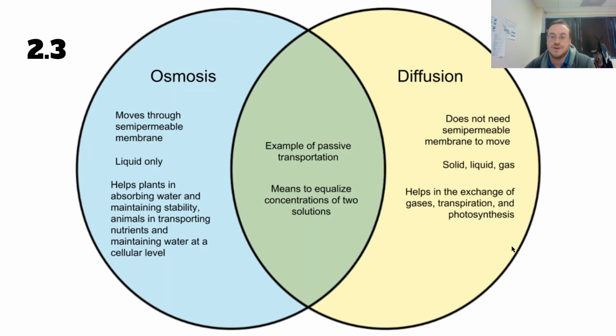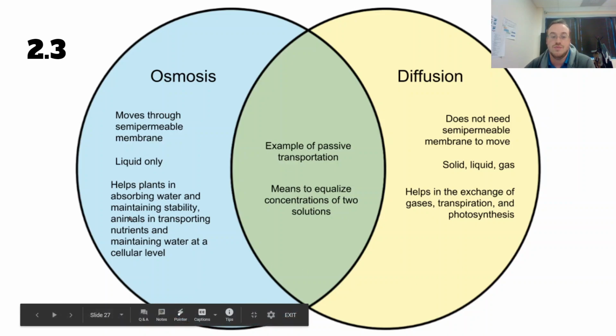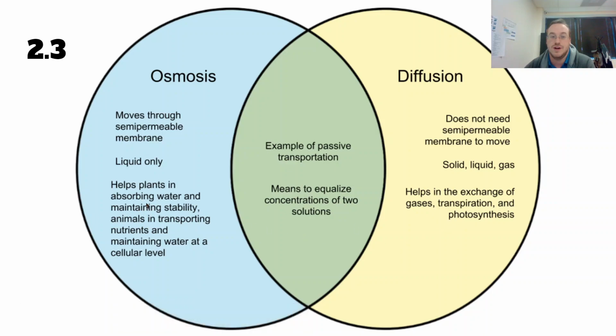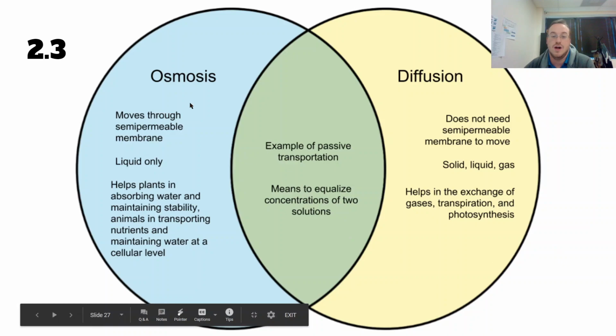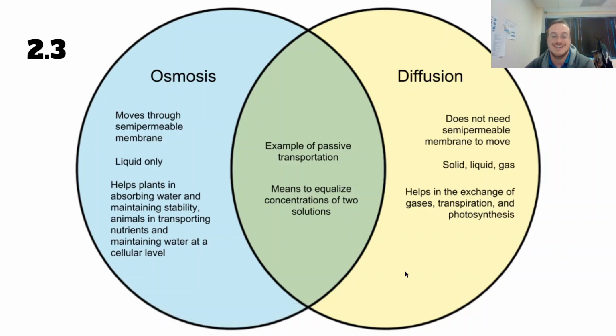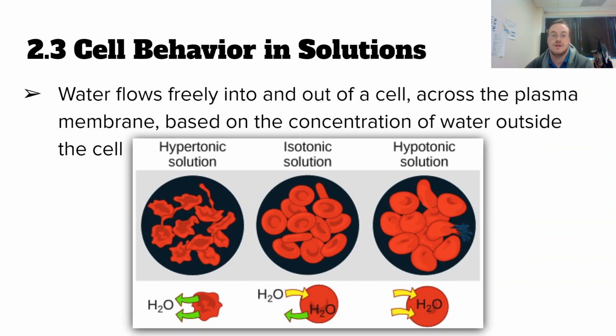And here is just a quick Venn diagram of osmosis and diffusion. You can hit pause and read through this on your own. Don't worry about the lowest one on osmosis. All the others are very good things to know and would be a great thing to study. So go ahead and hit pause, read through them on your own. All right.